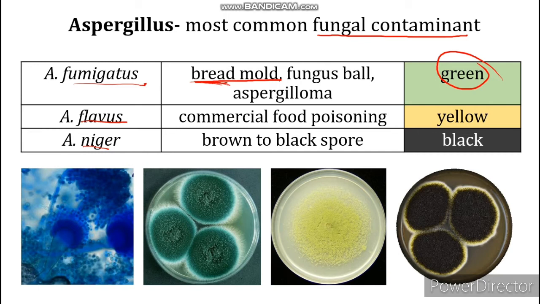Char. Corny ako. Next. Aspergillus flavus, from the name itself, its color yellow. It is used for commercial food poisoning. And lastly, your Aspergillus niger is a brown to black spore. So, from the name itself, ang color ng colony niya is black.